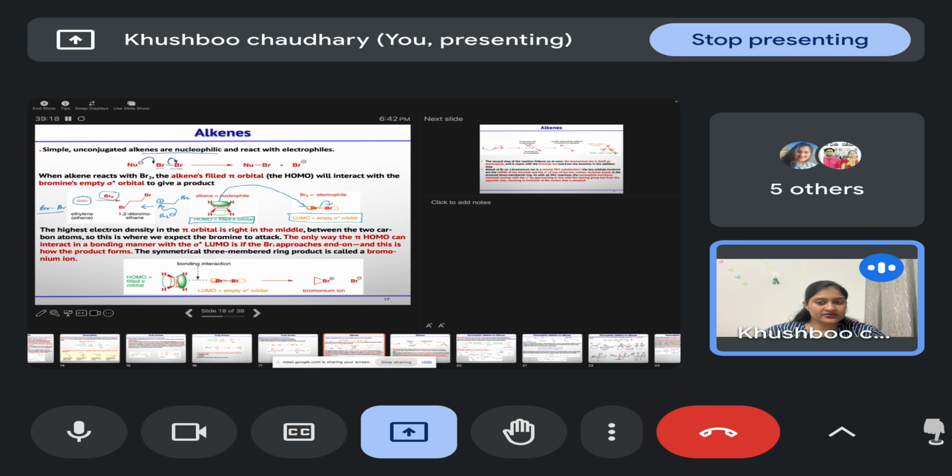And as we know, the highest electron density in the pi orbital is in the middle. So we will show the movement of electrons from the middle of the pi bond towards the sigma star orbital. In this case, the species that is generated is your bromonium ion, that is, the three-membered ring having bromine as one of the atoms, bearing a positive charge. So this is the intermediate that is formed in this reaction.